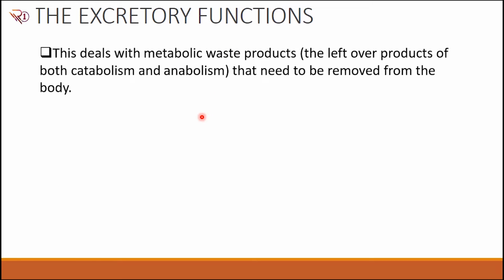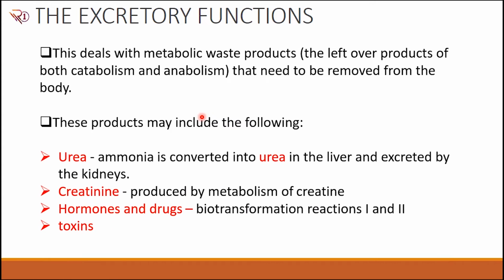So with excretory, as the name implies, it deals with removal of waste product or byproduct of catabolism and anabolism. So what are these substances that are excreted? We have urea and creatinine. Urea is just an ammonia that is being converted in the liver and then excreted by the kidneys. Then creatinine is simply a byproduct of creatine metabolism in muscles.